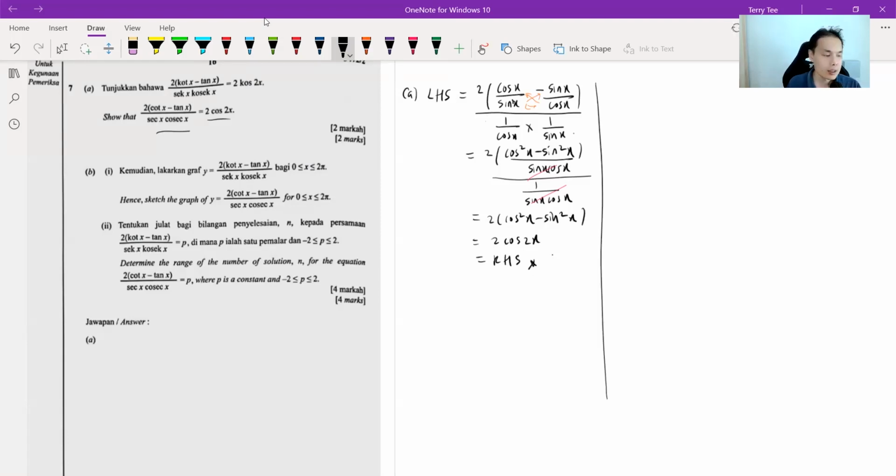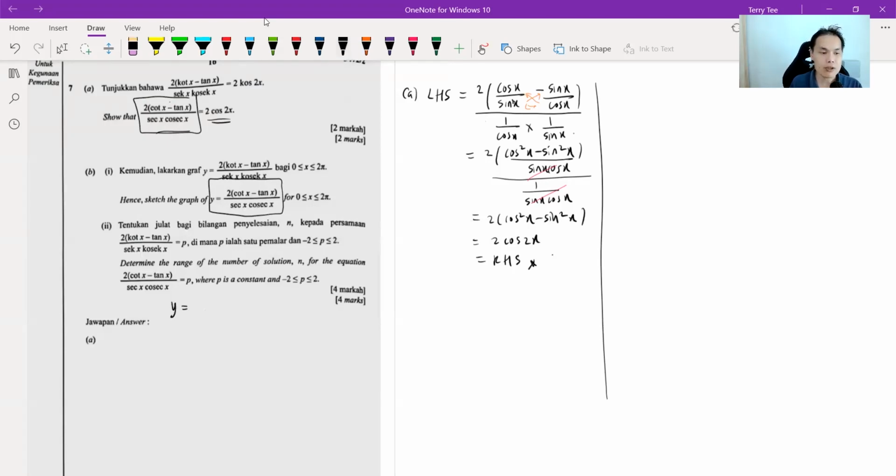Okay. Now, next, we're going to sketch a graph. Okay. Sketch this graph. Now, look at part B. The entire thing here is actually the same as the one above. See? So, basically, we are sketching the graph of y equals 2 cos 2x. Now, I hope you know by now, the 2 in front of cos means it's amplitude.